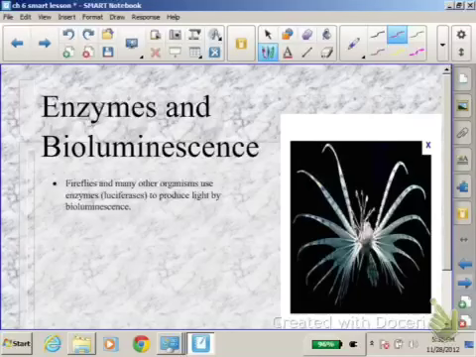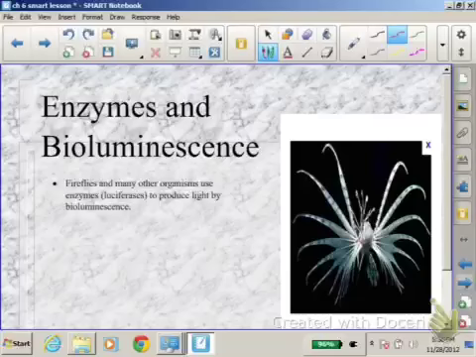Okay, so we all have heard of what bioluminescence means. We know that's when organisms can give off their own light. It says fireflies and many other organisms use enzymes, what we call luciferases, to produce light by bioluminescence. And that actually is caused by the action of an enzyme.